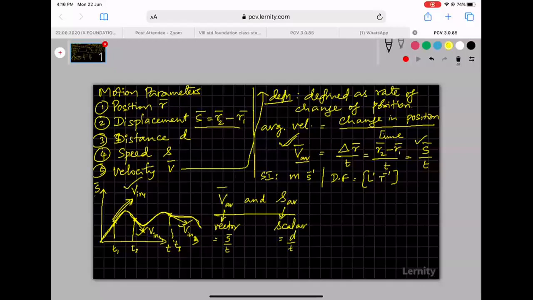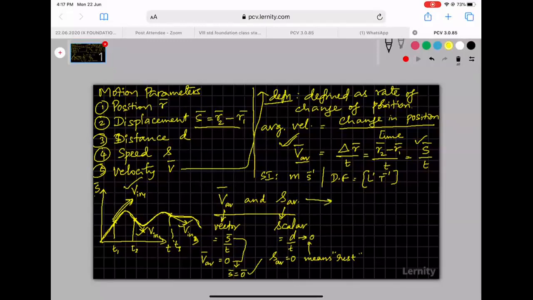Now, average speed equal to 0 means the object did not move, because if average speed is 0, then distance would become 0, right? And therefore, the object did not move at all in that interval. If the average velocity is 0, it only means that displacement is 0. And displacement being 0 does not necessarily mean the object was at rest during the time interval. It could have been moving and come back to the same initial point again, right? So that is the basic difference between average velocity and average speed, right?